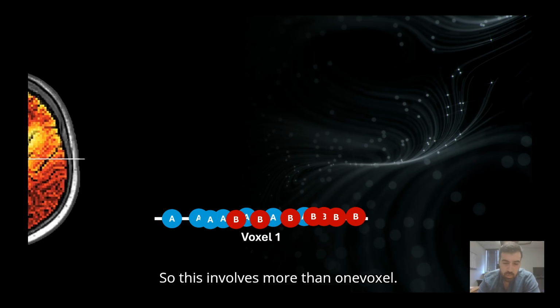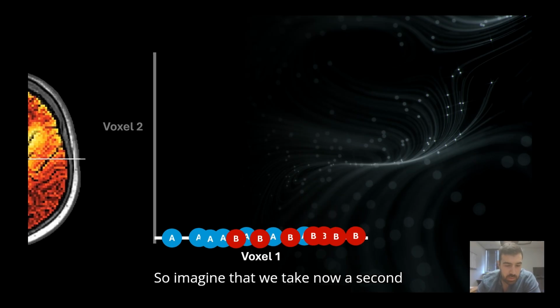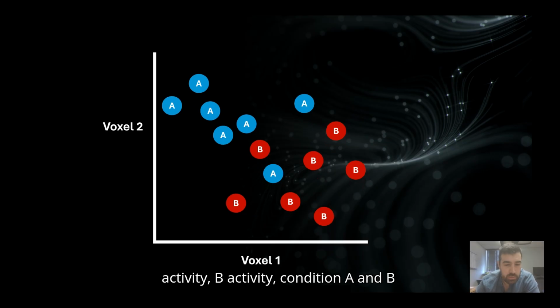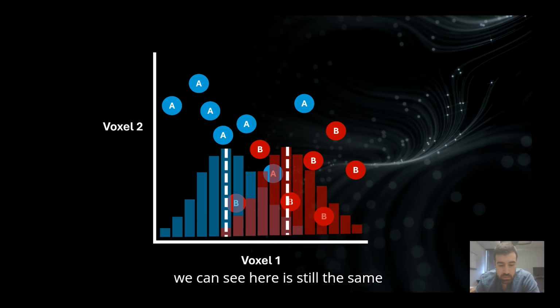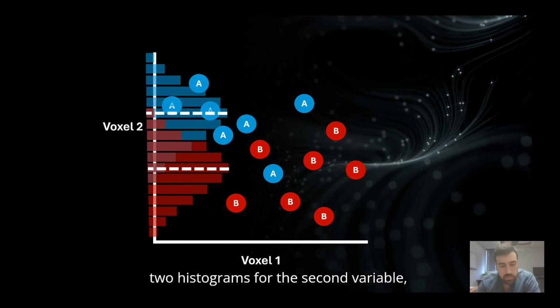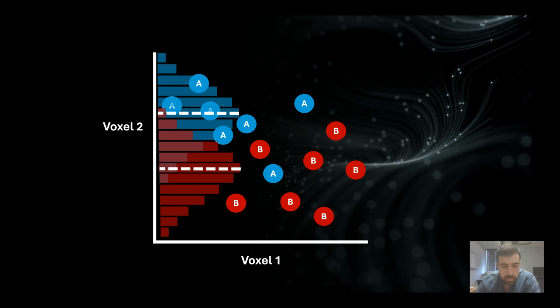This involves more than one voxel. So imagine that we now take a second voxel from this brain. The second voxel also has activity for conditions A and B, and this activity distributes in this two-dimensional space this way. What we can see here is still the same density probabilities, the same histograms that we saw at the beginning, but also now we have another two histograms for the second variable, voxel 2.